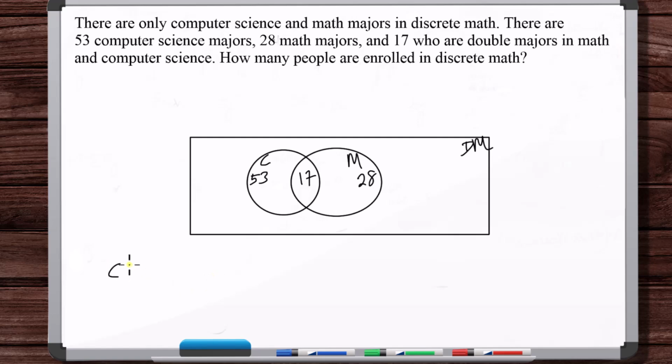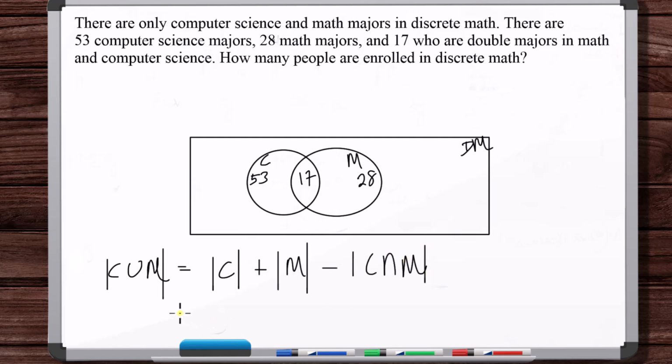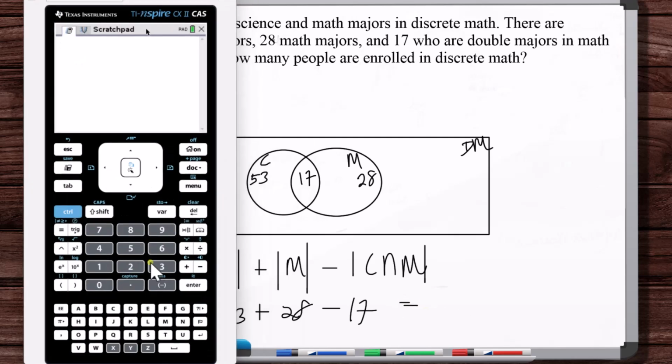The number of elements in C union M is everything in C plus everything in M minus the intersection of C and M. Everything in C is 53, everything in M is 28, and C intersection M is 17. So 53 plus 28 minus 17. There we go, 64.